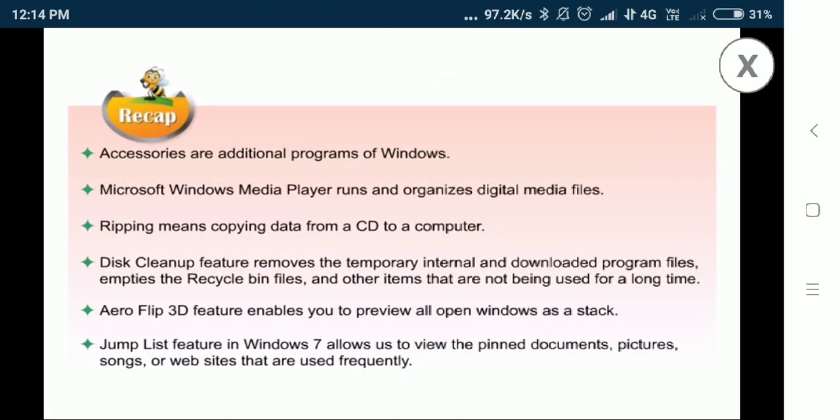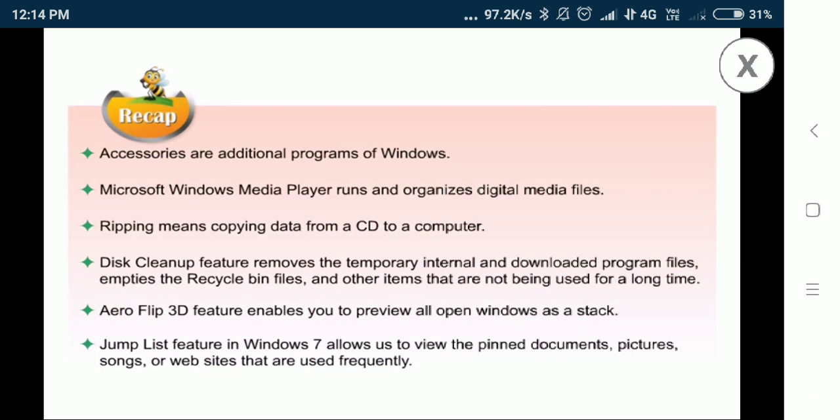Now, recap. Accessories are additional programs of Windows. Microsoft Windows Media Player runs and organizes digital media files. Ripping means copying data from a CD to a computer. Disk Cleanup feature removes the temporary internal and downloaded program files, empties the recycle bin files and other items that are not being used for a long time.